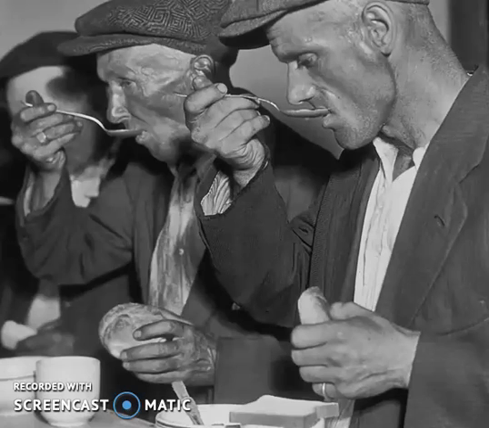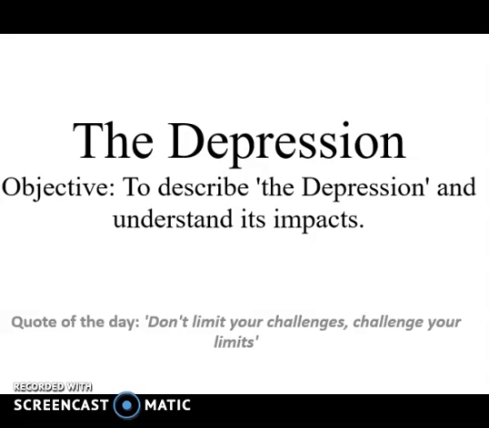And in this photo here, you can see two men enjoying their soup and bread, and that's all they had during that time, because most of the people during that time didn't even have enough to afford food. Now in this video, we're going to look further into the Great Depression to describe it and understand its impact.